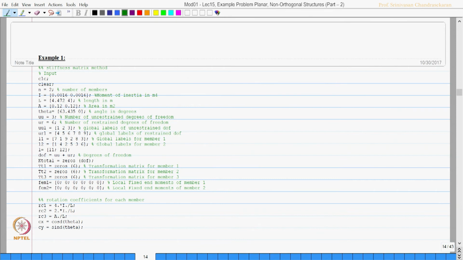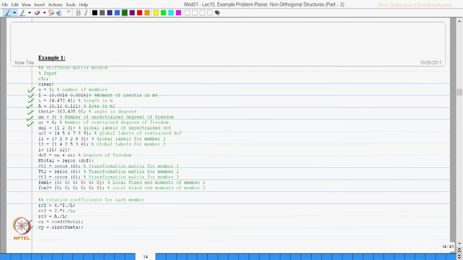So, this is the problem. There are 2 members in the problem. Let us use the green color. I values are given as per the input, lengths of the members are given, area of cross section is given in square meters, and theta is computed for each member. So, we need Cx, Cy to calculate, and that has been done here. There are 3 unrestrained degrees and 6 restrained degrees. The labels of unrestrained are 1 to 3 and labels of restrained are 4 to 9, as you see here.